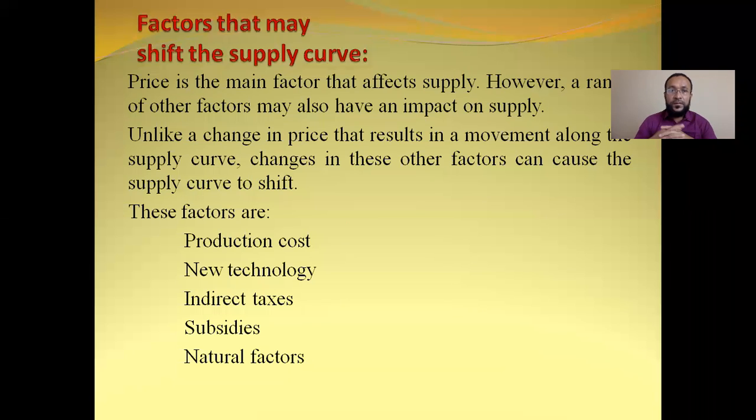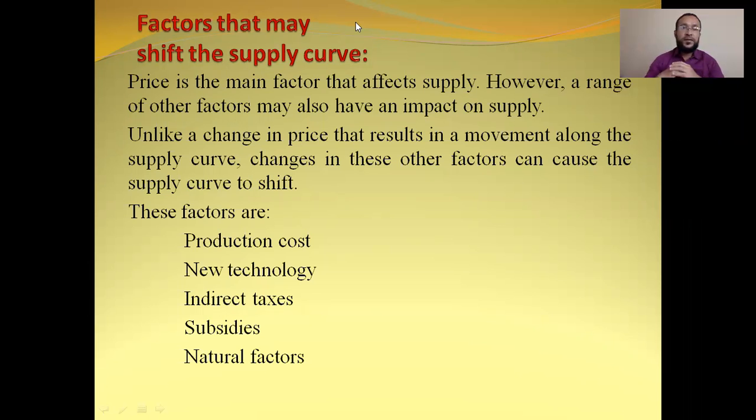All right, so these are the factors I stated here, factors that shift the supply curve to the right or left. So at first, the topic name: factors that may shift the supply curve. Price is the main important factor that affects supply. However, there is a range of other factors that may also have an impact on supply. Unlike a change in price that results in a movement along the supply curve, changes in these other factors can also cause the supply curve to shift.